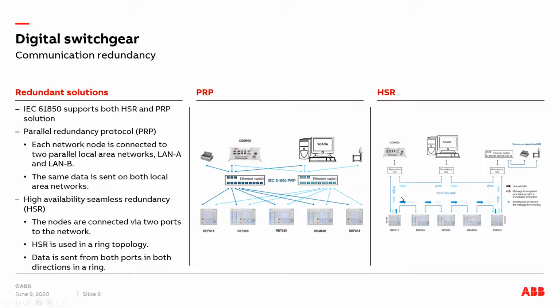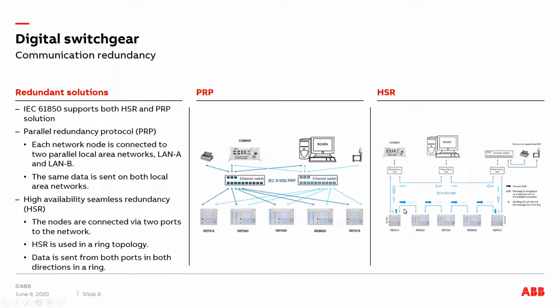So whereas in the case of HSR, it is a high availability seamless redundancy protocol, as we call it. And that is a ring topology. So again, the same, each device will have two ports, and the nodes are connected via 2 ports to the network. So that means these communication ports are networked in a ring form, and the data from each device is sent in both directions. The same data is sent in both directions.